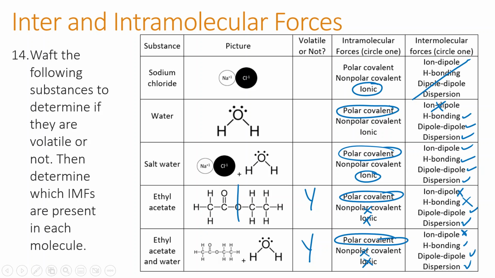When we think about sodium chloride, it's really not very volatile. It doesn't easily become a gas. Water, I would say, is somewhat volatile. It's not very volatile, but it does evaporate. Salt water is also going to be volatile, but it's less volatile than pure water because we have these additional ion-dipole forces here. That makes the attractive forces a little stronger, so salt water would be a little less volatile than pure water.